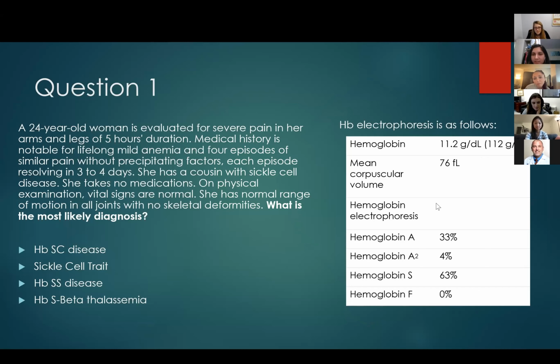Yeah, so it is S beta because you have hemoglobin A. You would not see hemoglobin A with hemoglobin SS disease, and you would not see hemoglobin A with hemoglobin SC disease. You would see like 50% hemoglobin S and 50% hemoglobin C, and then sickle cell trait would not present with any symptoms. So it is hemoglobin S beta thal.